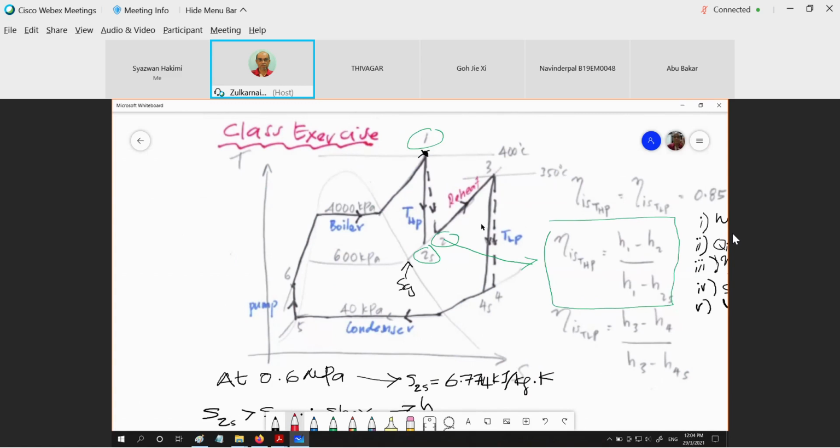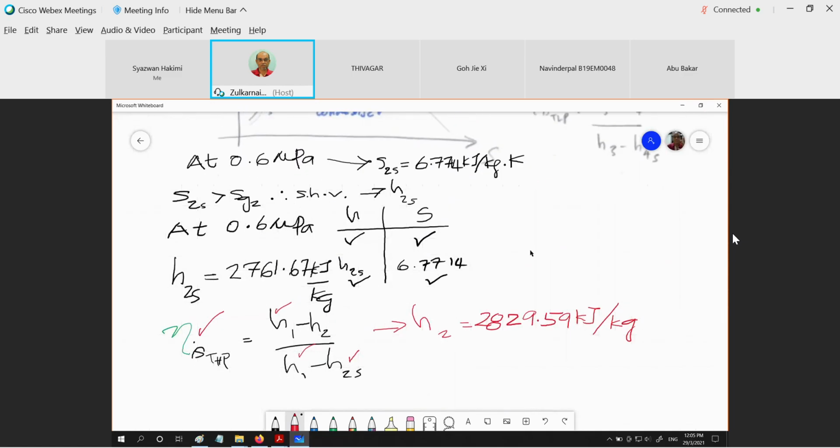Now solve for me point 3, the H3. What do you think H3 will be? Superheated or mixture? Of course, it's to the right because we are going to increase the energy of 2. When we increase the energy of 2 by reheat, then state 3 will be further up, further into the superheated vapor. Therefore, you don't need to prove the state of 3. Just look at 0.6 megapascal and 350 degrees C. What is the value of H3?